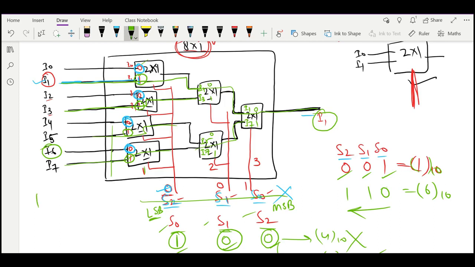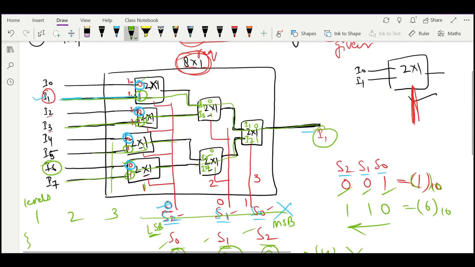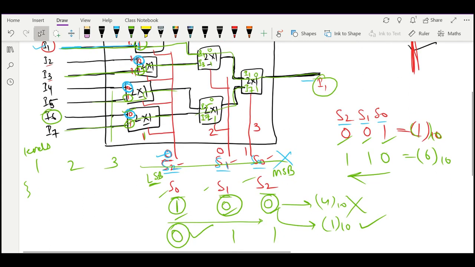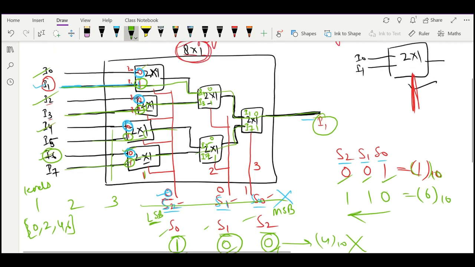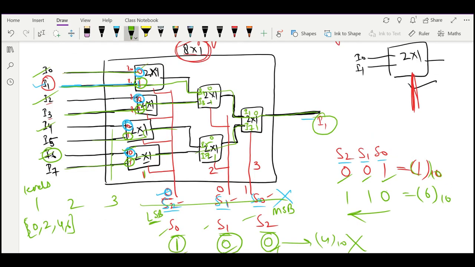Now if I give 0 in the first input, at the first level, what will happen? I'm writing levels, right? So these are levels. At the first level, which input lines will be active? All the lines which have zeros. Since 0 is given, all the lines which are zeros will be active. What are zeros? I0, I2, I4 and I6. You can check here 0, 0, 0 and 0. So these 4 lines will be active.